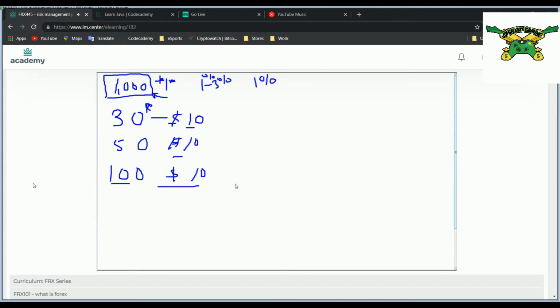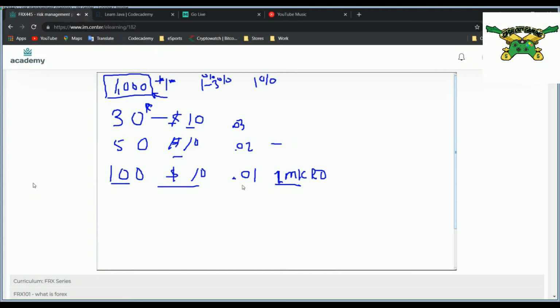So let's start with the 100 pip risk. 100 pip risk at $10 means you're going to use 0.01. You're going to use 1 micro lot. Okay? Here, you're going to use 2 micro lots. And here, you're going to use 3 micro lots. All right?